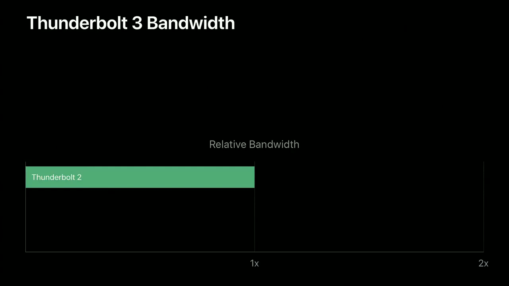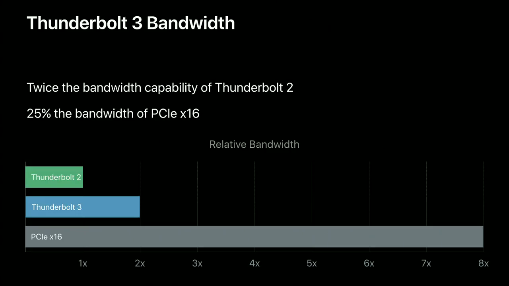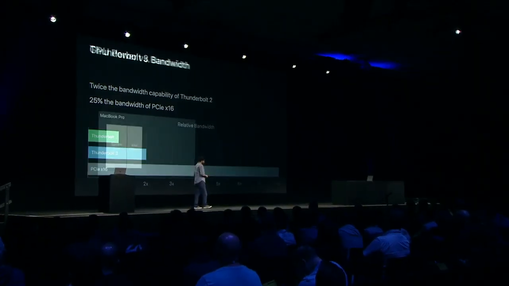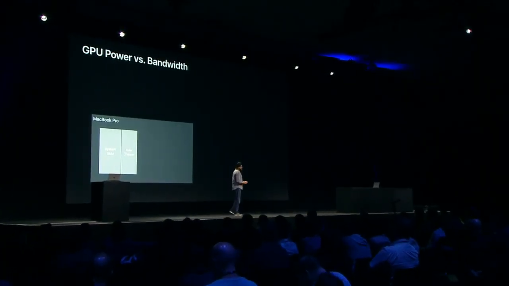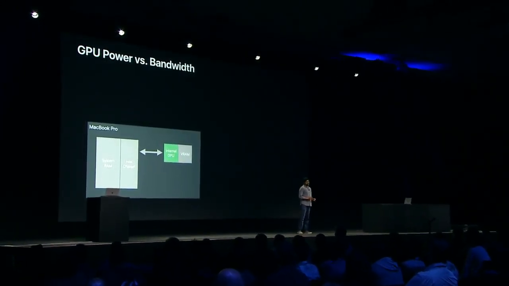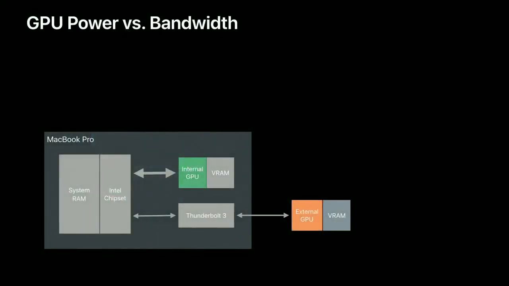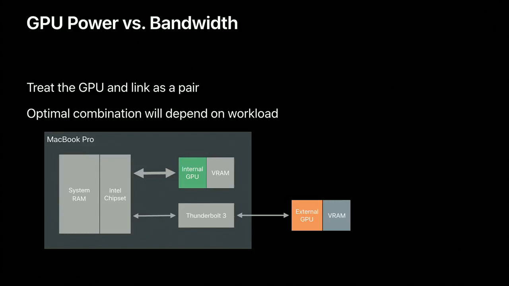Now let's talk a bit about Thunderbolt bandwidth capabilities. So Thunderbolt 3 offers twice the theoretical bandwidth of Thunderbolt 2, which is great. But you have to keep in mind that this is still a quarter the bandwidth of the PCI bus available to the internal GPUs in our platforms. So this is important. You have a choice now between using the internal GPU with a high bandwidth link or a high performance external GPU with a link at about a quarter the bandwidth. So you need to treat the link and the GPU as a pair when deciding which GPU you use.